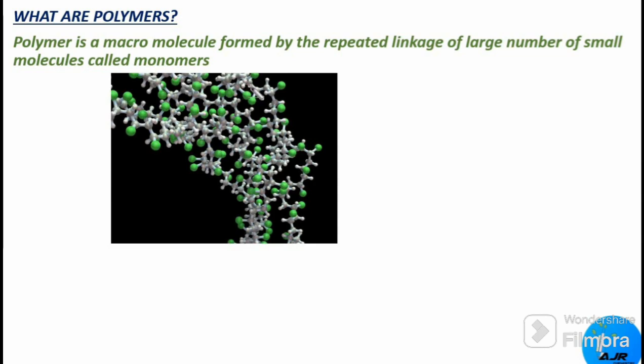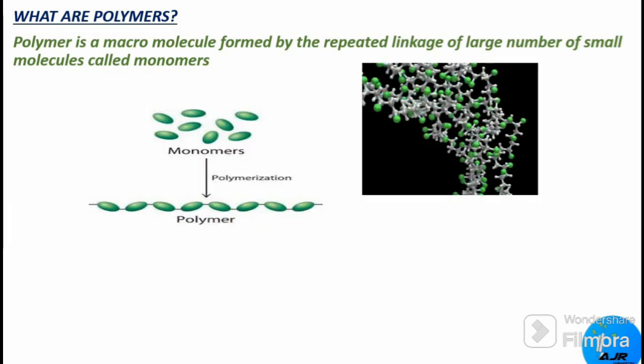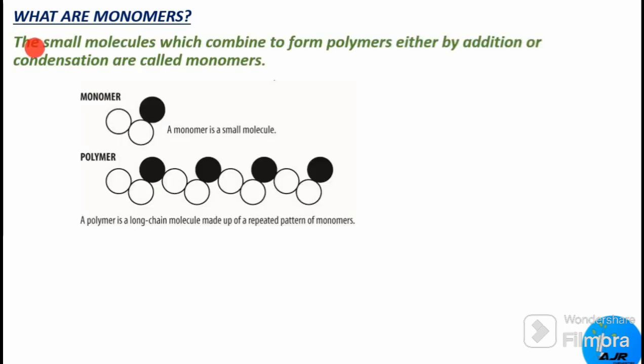Polymer is a Greek word where poly means many and mer means unit. So a polymer is a large molecule of very high molecular mass formed by the repeated combination of a very large number of one or more types of small molecules called monomers. As I told you earlier, a polymer is formed from the repeated linkage of monomers. By the way, what is a monomer? A monomer is a building unit of a polymer. The small molecules which combine to form polymers either by addition or condensation are called monomers.